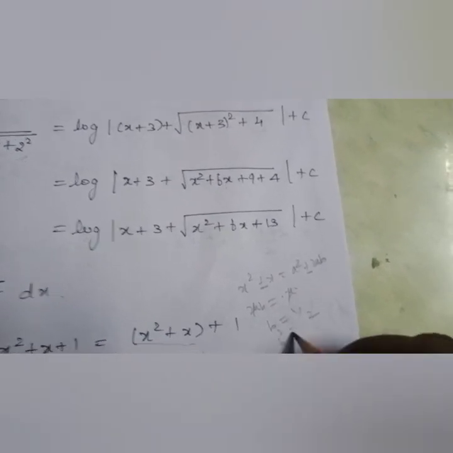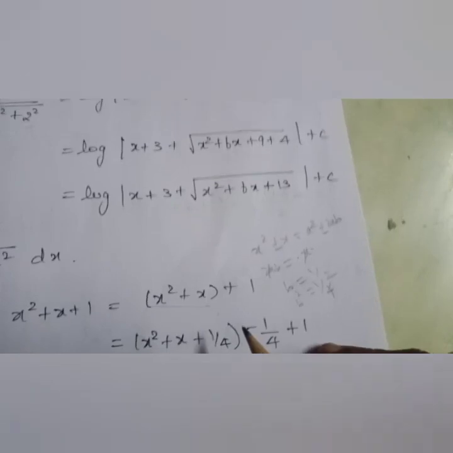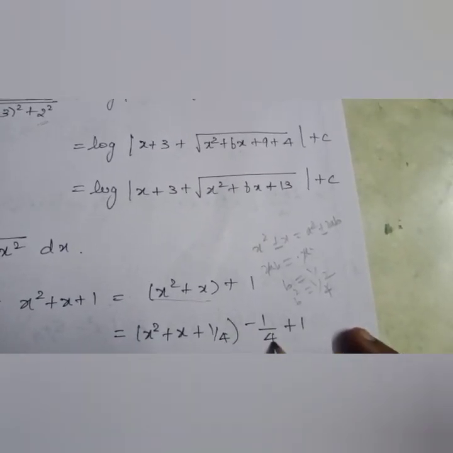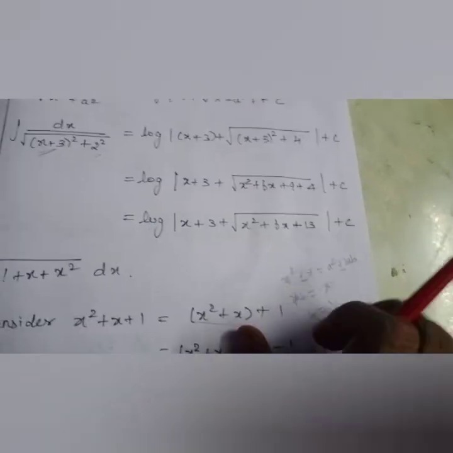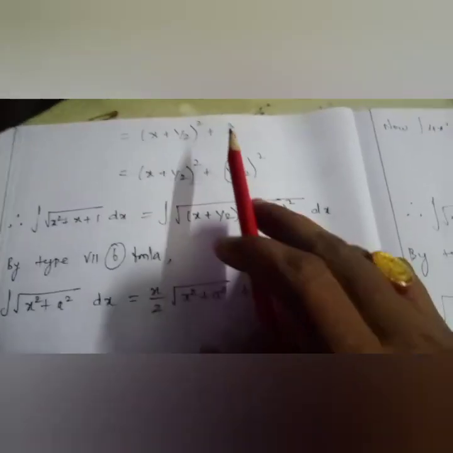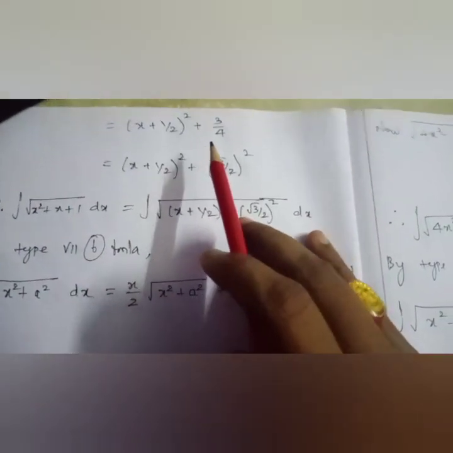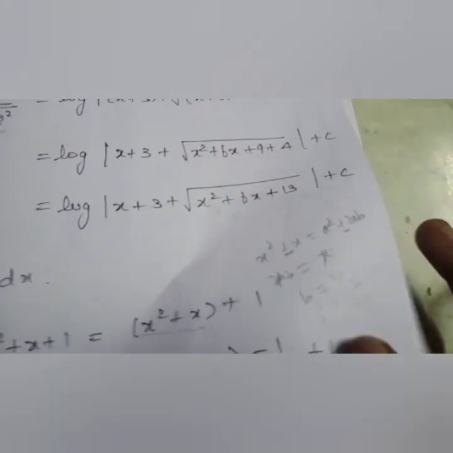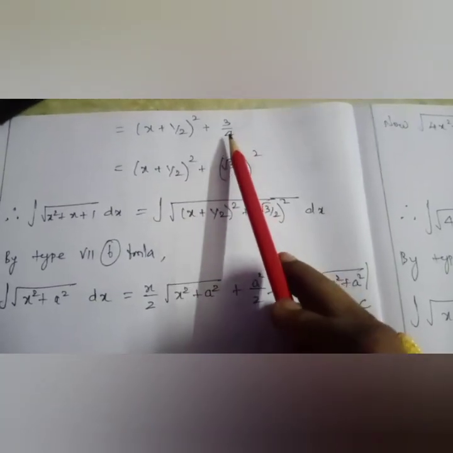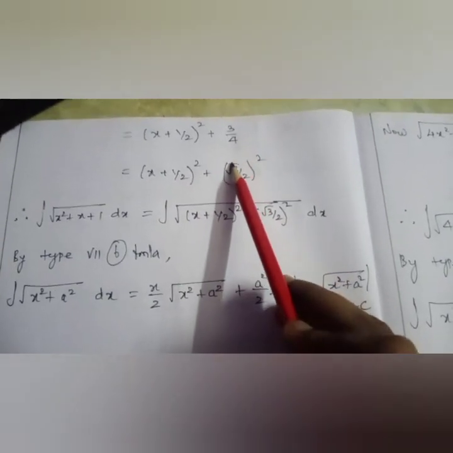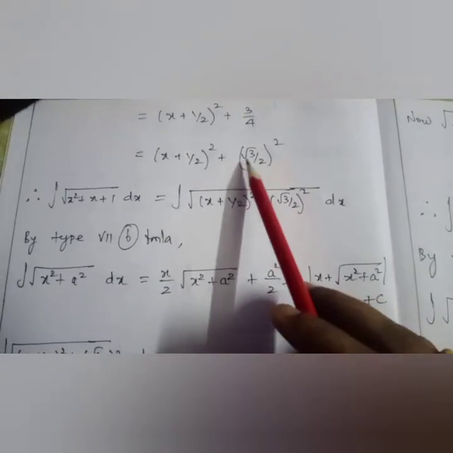Then what is b square? B square will be 1 by 4. So 1 by 4 has to be added, 1 by 4 has to be subtracted. So now this x square plus x plus 1 by 4 will be written as x plus 1 by 2 the whole square plus, what about this one? I have to subtract it here, right? I will subtract it here, minus 1 by 4 plus 1, that is 3 by 4. So now I can write this as x plus 1 by 2 the whole square, and 3 I can write it as root 3, and 4 I can write it as 2, so that becomes root 3 by 2 the whole square.